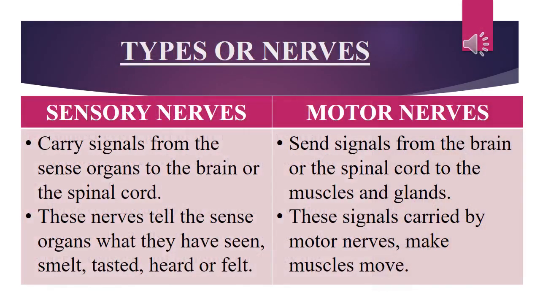There are two types of nerves in our body: sensory nerves and motor nerves. Now I will explain the differences between these nerves. Sensory nerves carry signals from the sense organs to the brain or the spinal cord. These nerves tell the sense organs what they have seen, smelt, tasted, heard or felt. But motor nerves send signals from the brain or the spinal cord to the muscles and glands. These signals carried by motor nerves make muscles move. This is all about sensory and motor nerves.